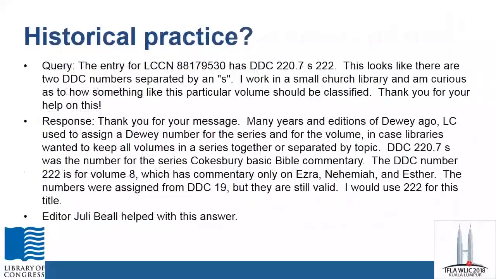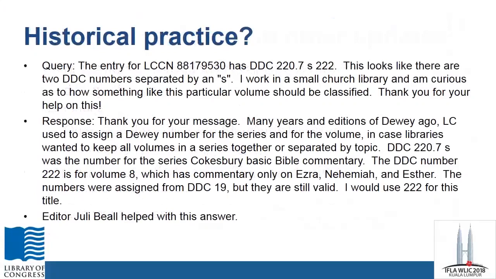So for instance, this is a very lengthy question, but there is a Dewey number that had an S, so it was DDC 220.7 S222. And it was in our bibliographic record, and the woman wanted to know, what's the S? I work in a small church library. How should I classify this volume? And I needed to go to Julie for this.